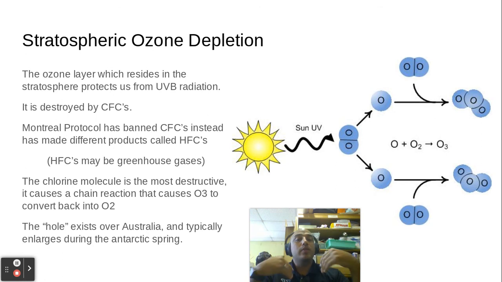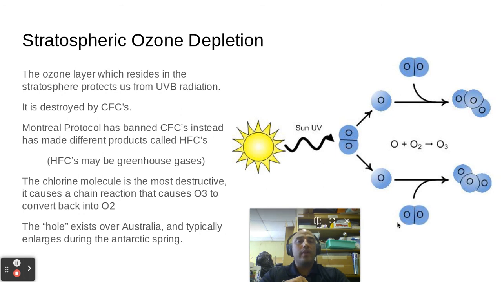But we should know that CFCs, chlorofluorocarbons, destroy ozone. So we used to use a lot of chlorofluorocarbons, CFCs, in refrigerants and aerosols. And due to the Montreal Protocol, we have now stopped creating these CFCs. Out of the CFCs, which is the most harmful gas that actually does the dissociation? That's going to be the chlorine atom.